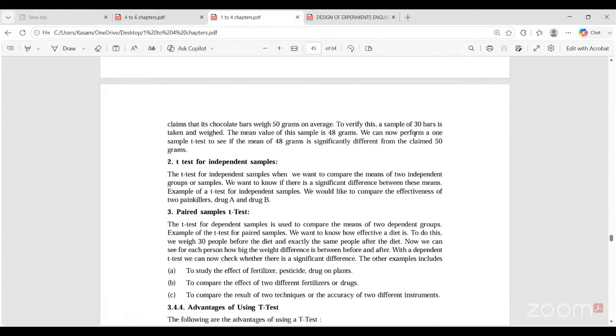That is one. The t-test for independent samples is used when we want to compare the means of two groups, and we want to know if there is a significant difference between these means. Example of a t-test for independent samples: we compare the effectiveness of two painkillers, A and B.